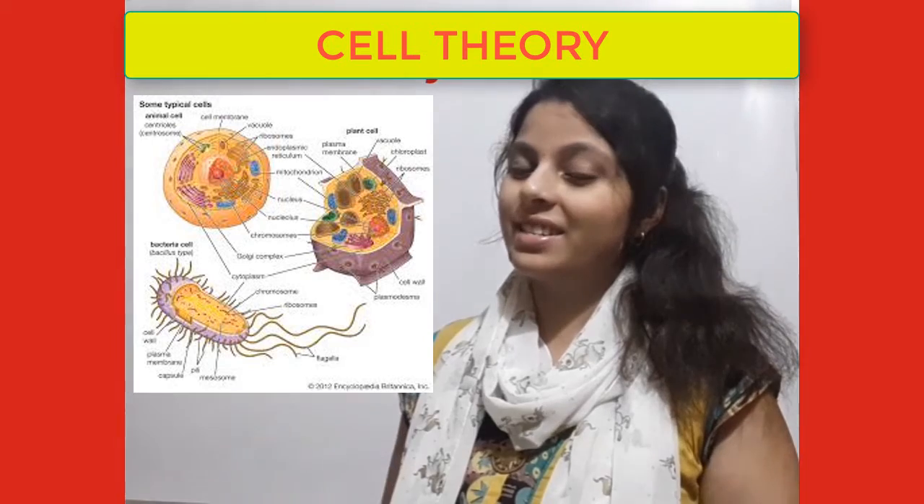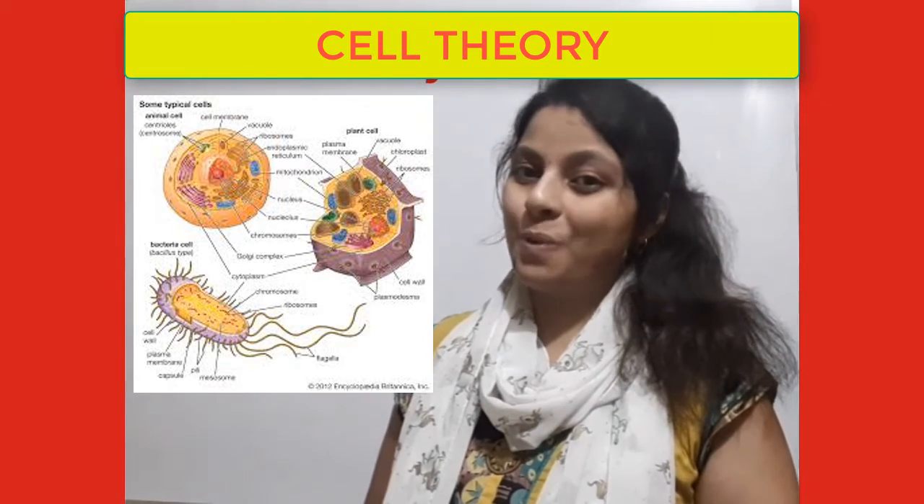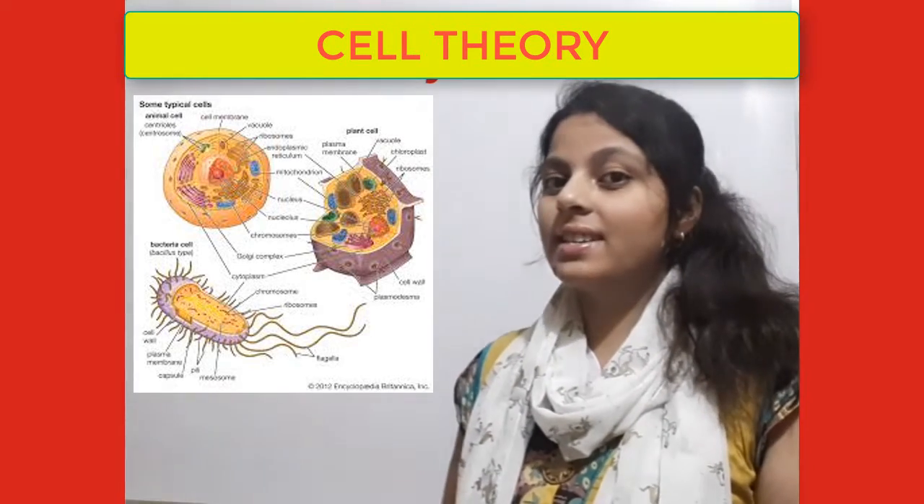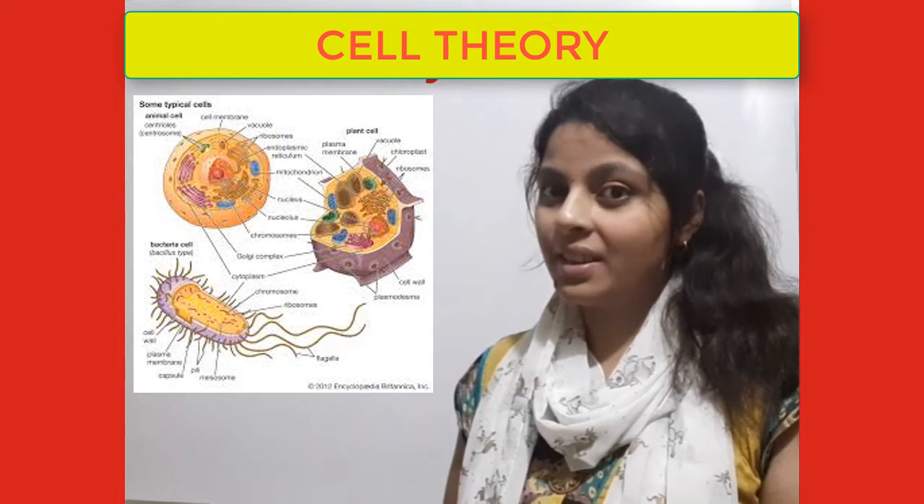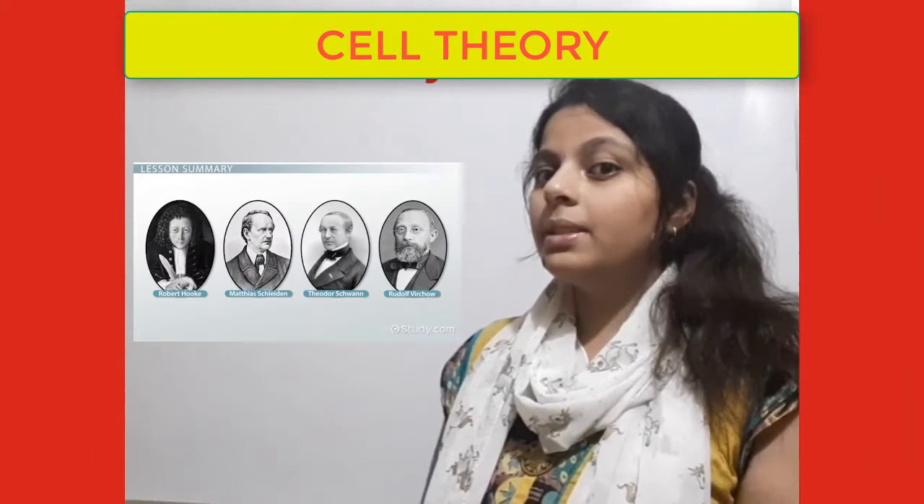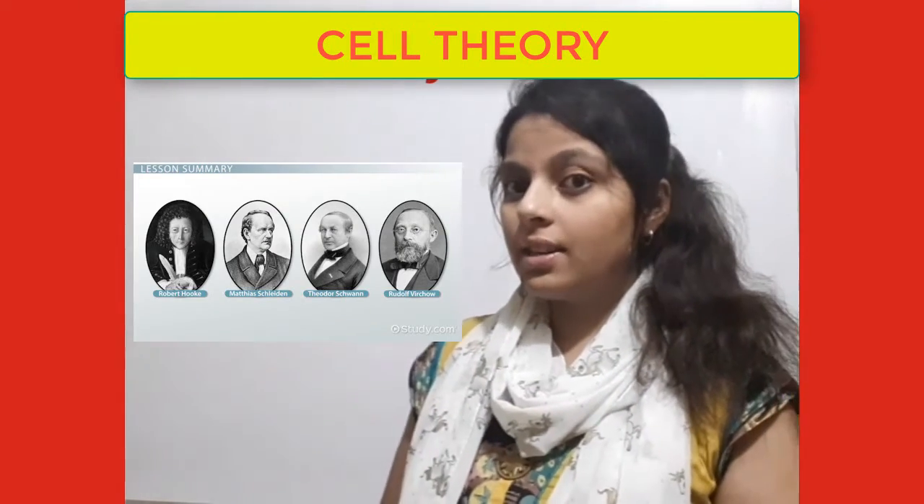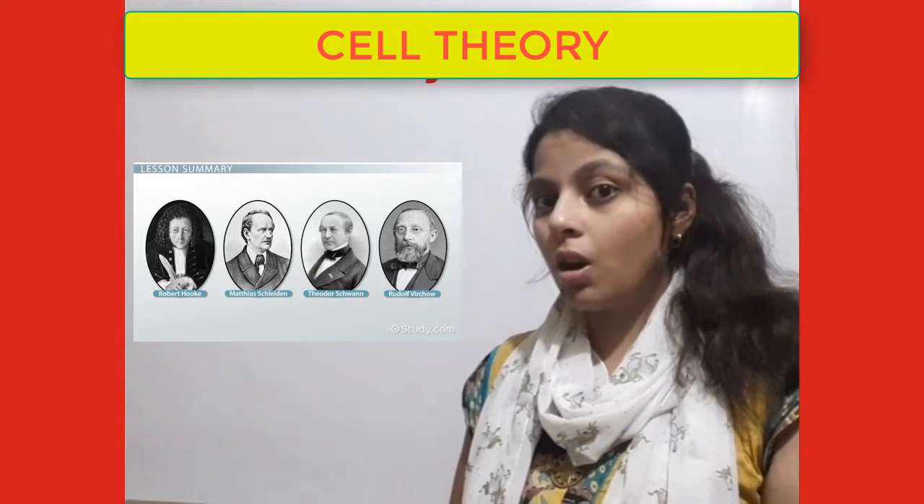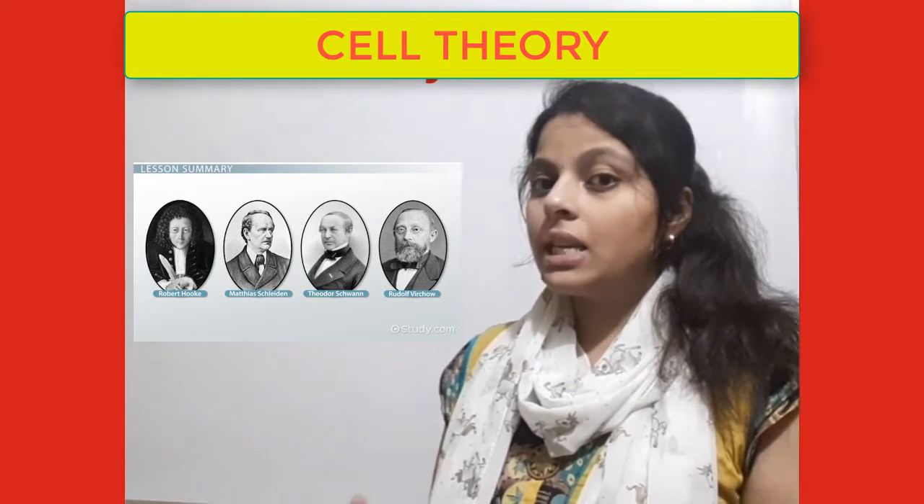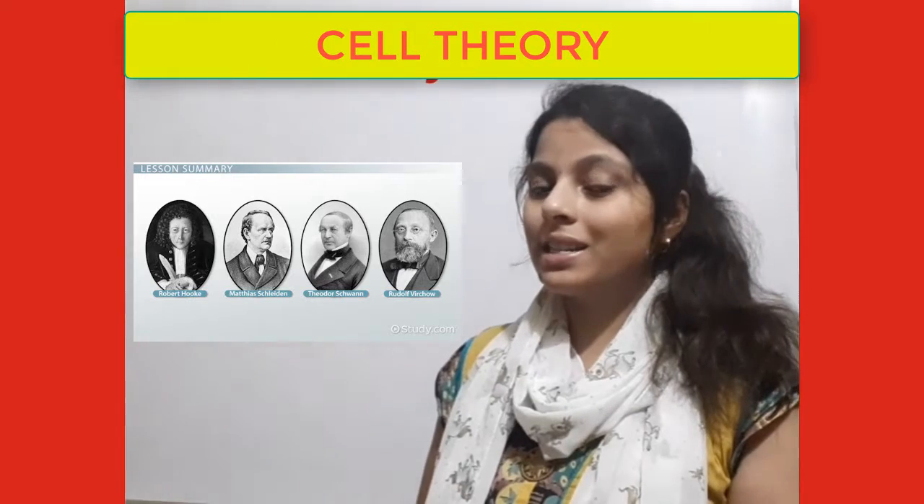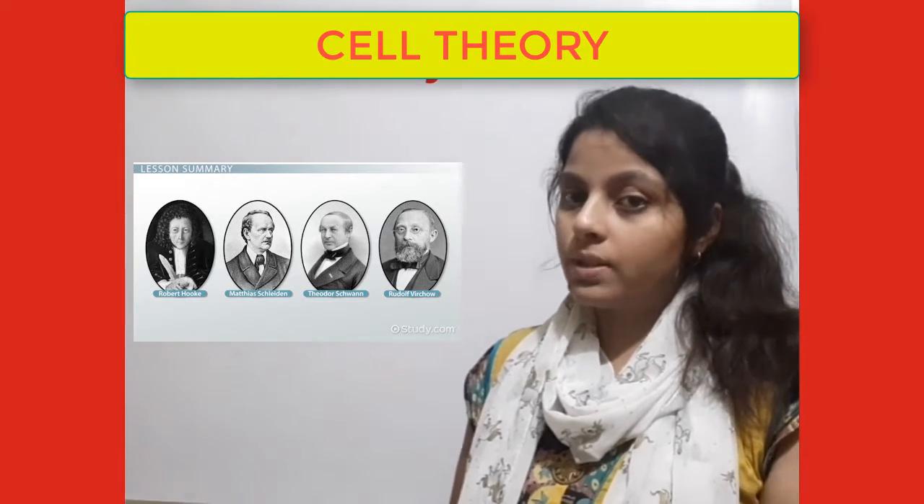and the microscope, because we know that until and unless the microscope was discovered, the study of the cell would not be possible. Now let us see some of the cell theory. The German botanist Schleiden and German zoologist Schwann, these two independently studied the cell and hence proposed the cell theory.